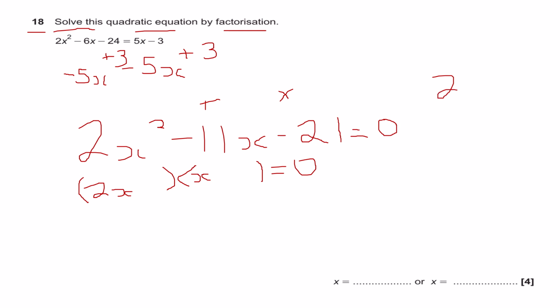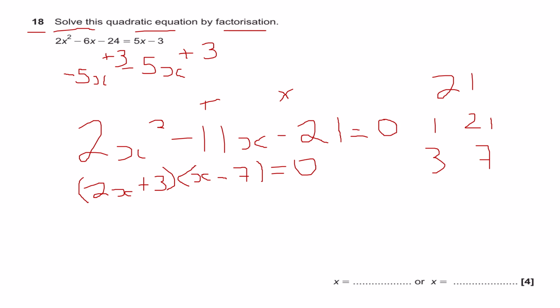So factors of 21, guys, are going to be 1 and 21, 3 and 7. Now, it's likely to be 3 and 7, because it's unlikely that I can make 11 from 1 and 21. So how is this going to work? Well, if I put minus 7 there, and then plus 3, because 2x times minus 7 makes minus 14x, and then plus 3x makes minus 11x, and then plus 3 times minus 7 makes minus 21.